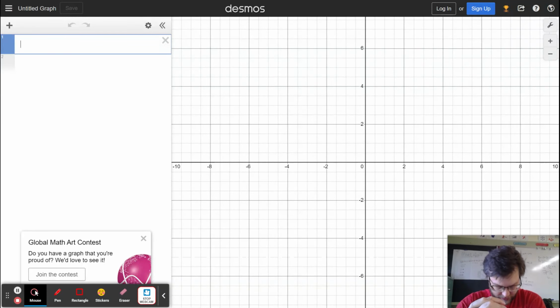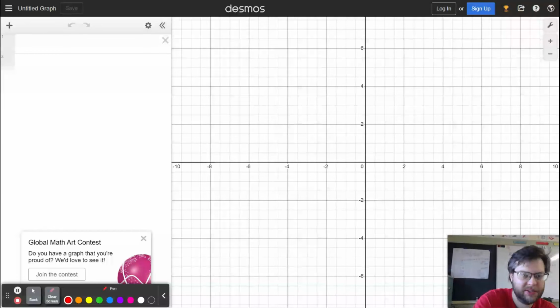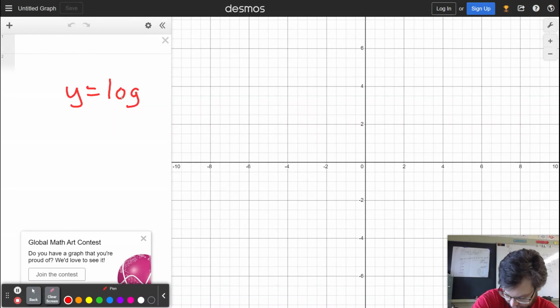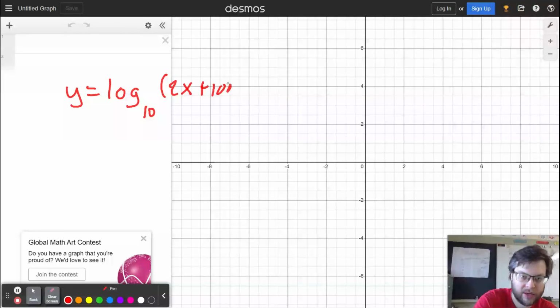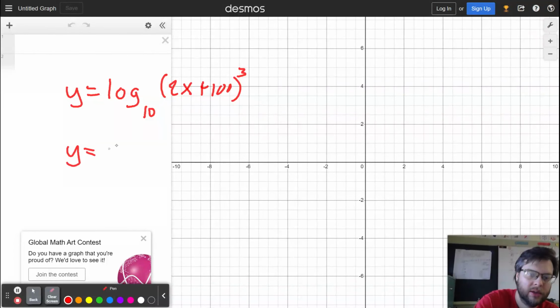Okay, I had somebody ask a question about some graphs of logs and what log properties are involved, and also taking the derivative of those. So I thought I'd use Desmos to show the different sequences of transformations. What we are asked is about this function, y equals log base 10 of (2x plus 100) to the third power. And we're asked about the base parent function being log base 10 of x.